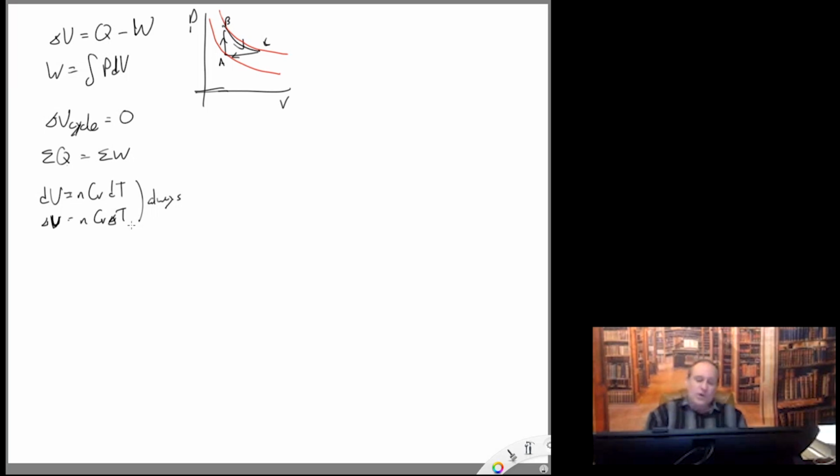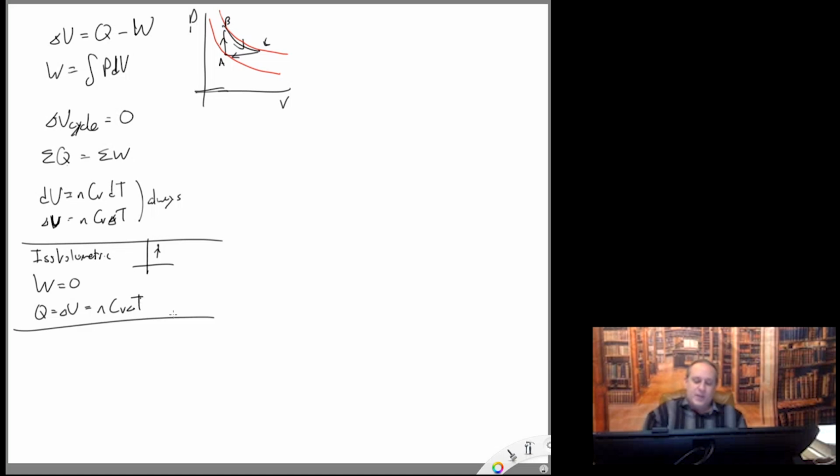And we also learned about these different processes. We have isovolumetric, which basically looks like a vertical line. For that, the work equals zero, and so Q just equals delta U, and that's equal to N Cv delta T also.